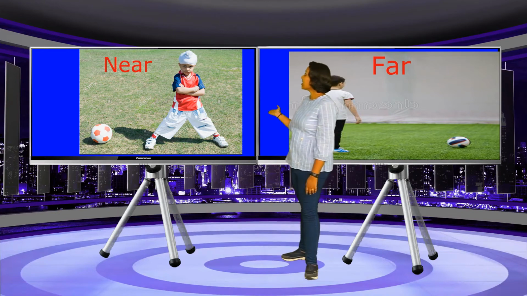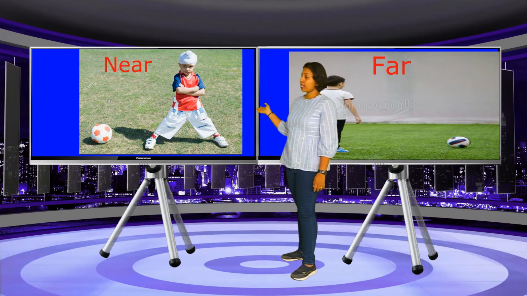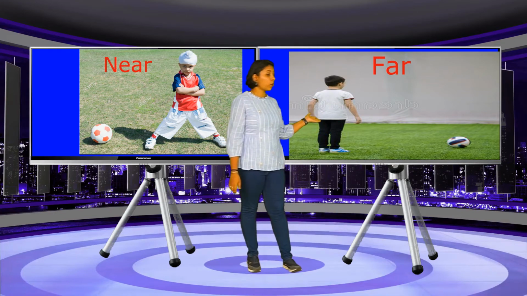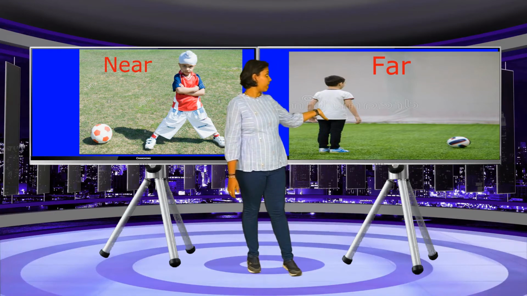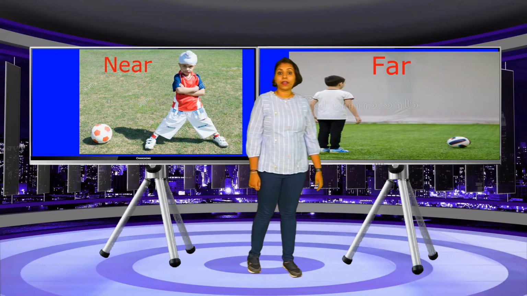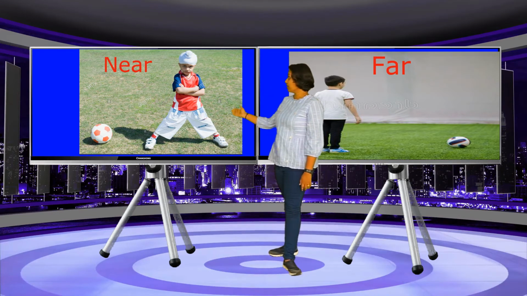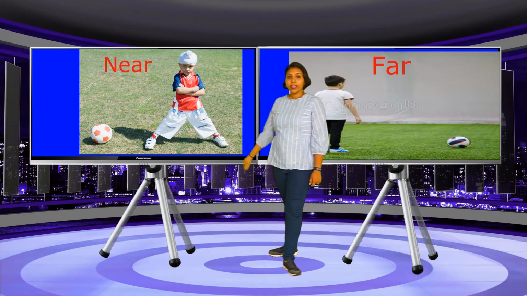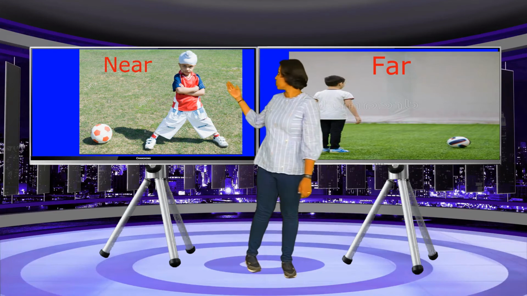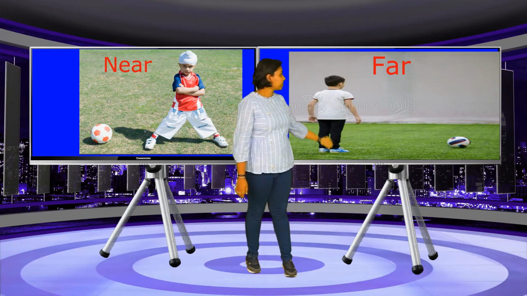Yes, so children, see here you can see a boy who is standing very near to the ball. He is playing with the ball. You can see the ball is very near to him and here you can see the boy is playing with the ball and the ball is very far from the boy. So what we can learn from these two pictures about the comparison is near and far. Here the ball is near to the boy and here the ball is very far from the boy. So this is near and this is far.